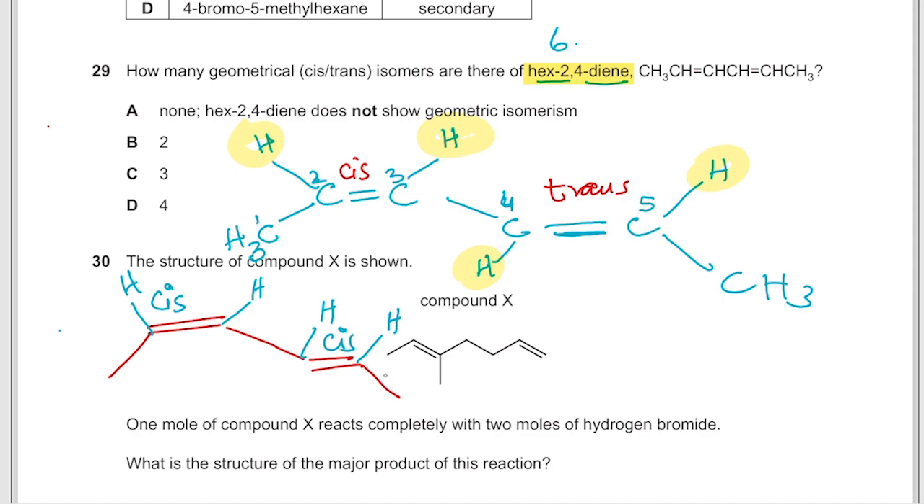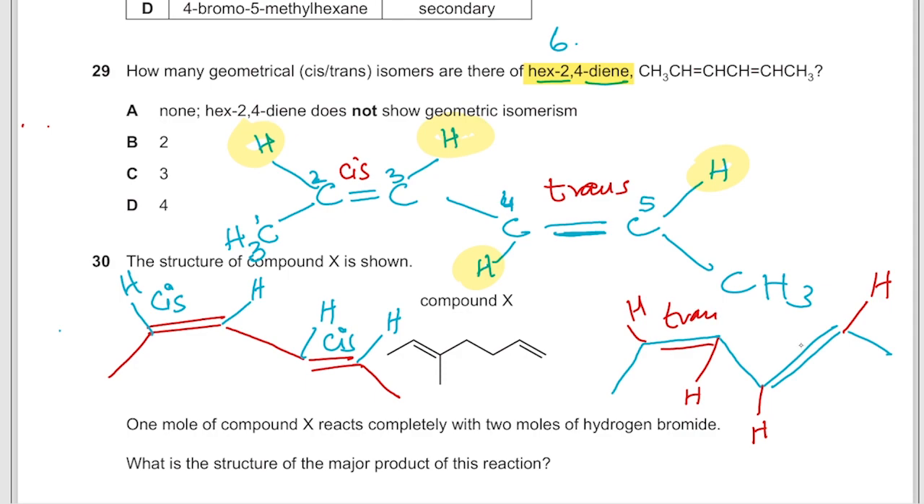Did you understand? Yes, ma'am. Now come towards the next one. Here the hydrogen is here, the double bond is here, then hydrogen here, and then hydrogen here. So if the double bond is here and here, what do we see? This one is trans and trans. Okay.